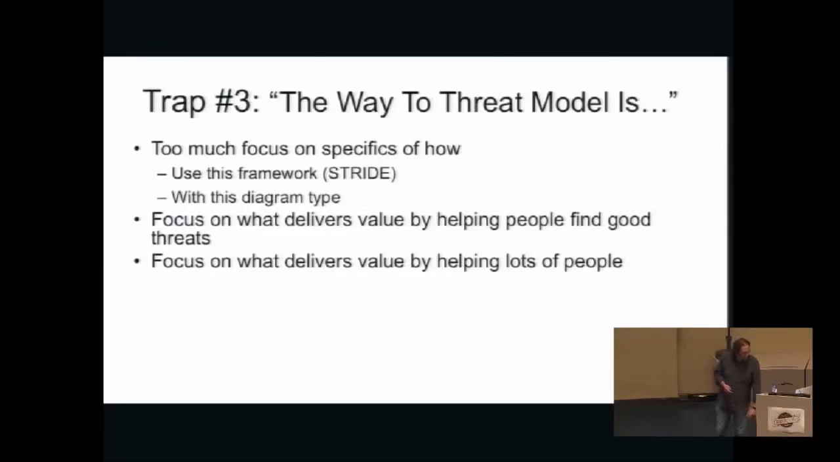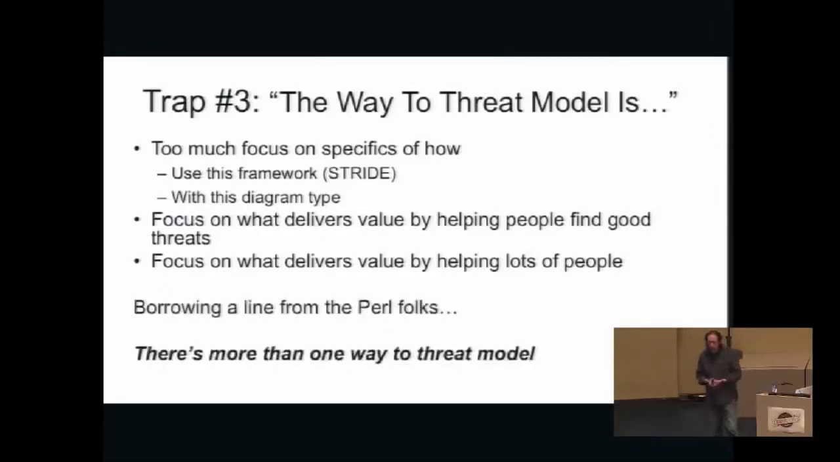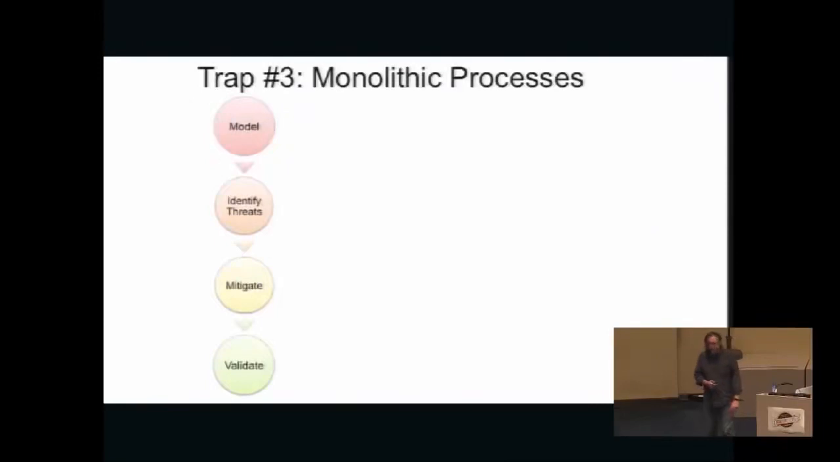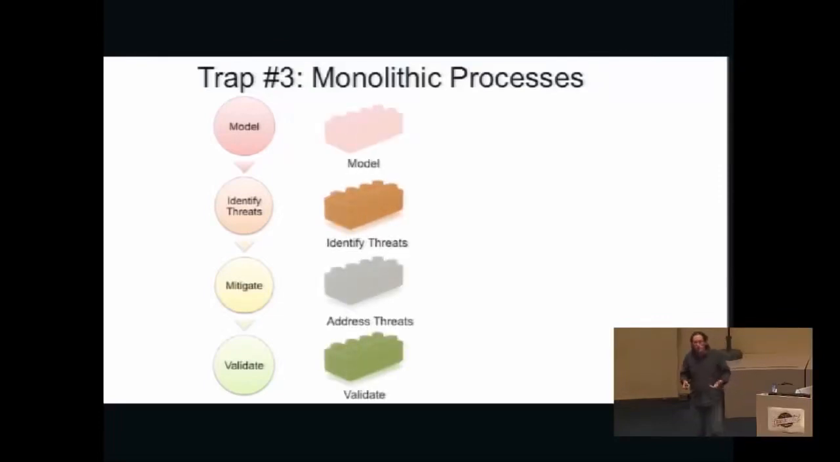So rather than saying the way to threat model is, I like to borrow a line from the Perl folks and say there's more than one way to do it. And because there's more than one way to do it, I no longer think about this in terms of monolithic processes. You might have thought that the Legos earlier were just a fun little thing, and they were, but also I think about threat modeling as a collection of building blocks, a set of things which we can snap together, and we can actually construct different ways to threat model out of composable pieces. And if we go from a monolithic approach to a composable approach, then it gives us a couple of advantages. 1, we can experiment more easily. 2, we can adapt more easily.